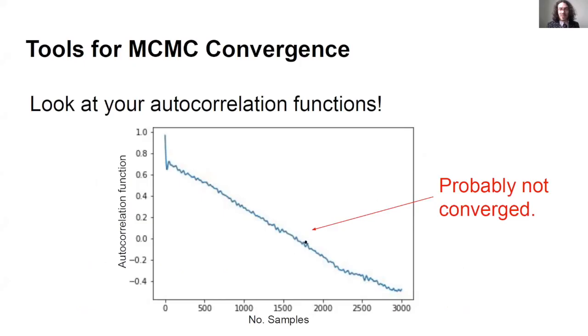This is an example I got a few weeks back where we had a very poorly converged chain. If you think about the autocorrelation function, it should decay to zero. But if you look at this, I think it's pretty clear that this Markov chain is probably not converged.